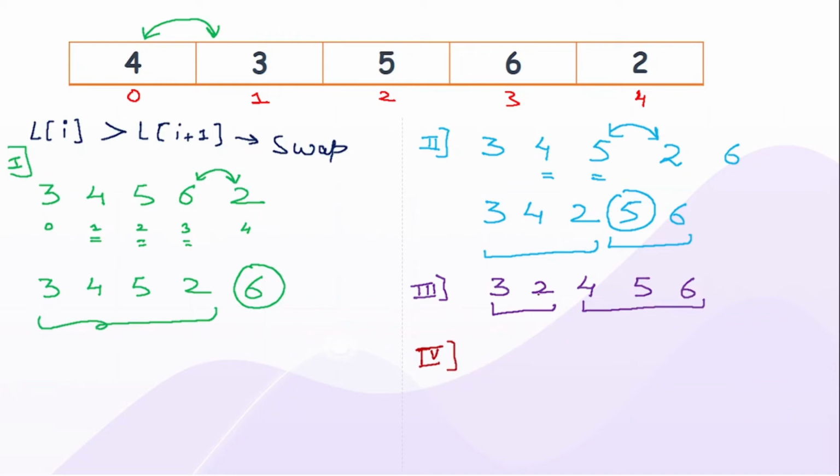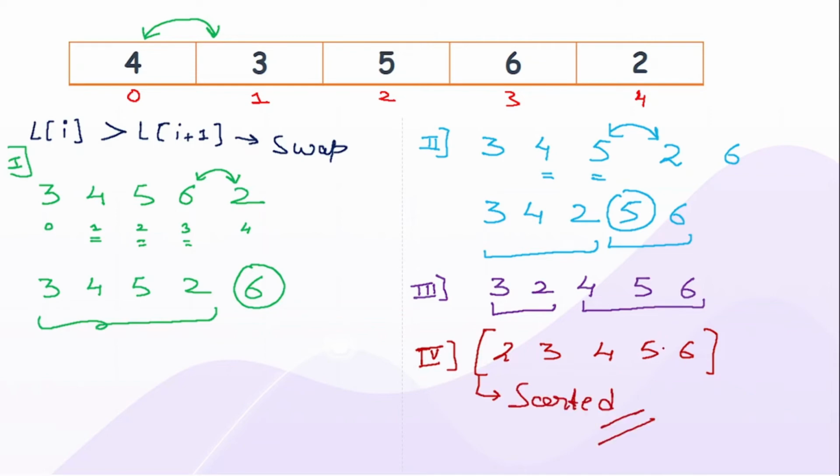Therefore, for the final iteration, I'll again compare the unsorted part. That is, I'll compare the first number with the second number, and I'll swap the two numbers since the second number is smaller than the first number. Therefore, the output after the fourth iteration will be 2, 3, 4, 5 and 6, which is my desired output. That is the sorted list. So this is how bubble sort works.